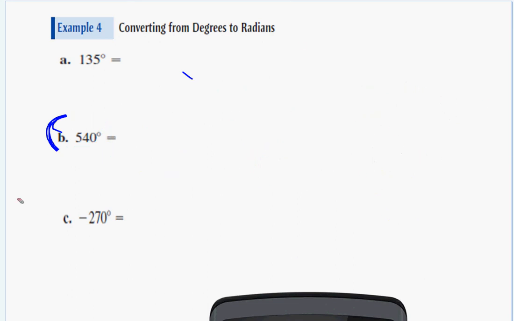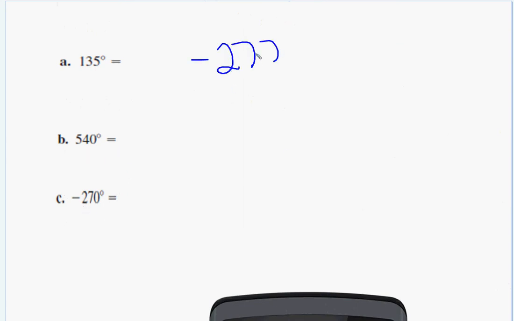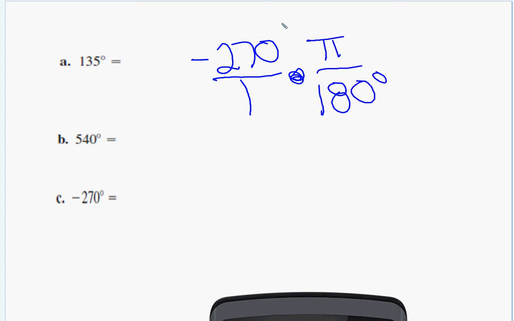Now, what if it's a negative angle? It's still the same. Nothing's going to change. Okay, so negative 270 over 1. We're going to multiply that by pi radians over 180 degrees. And then, of course, our degrees cancel. And we can even drop the zeros. So what it looks like we have is negative 27 pi over 18.